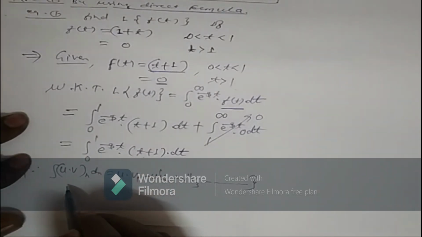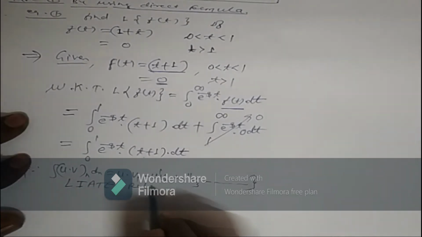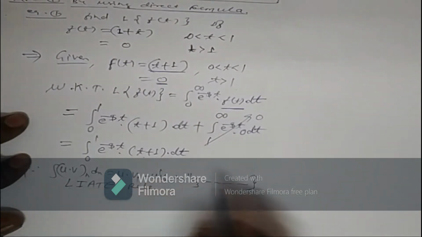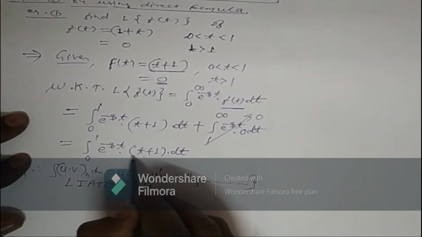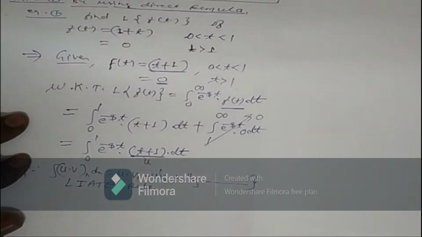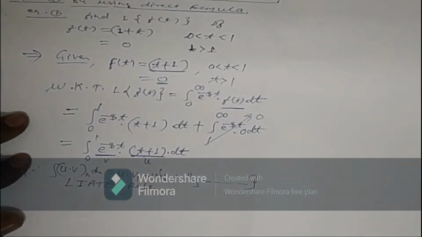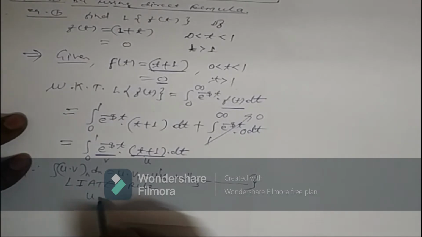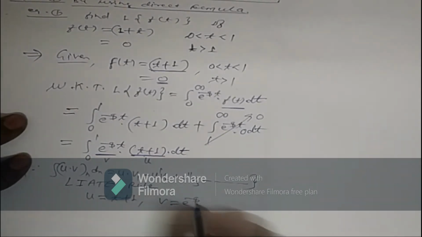Now which one should we take as u and which one as v? To find u and v, we have to use the LIATE rule, L-I-A-T-E. What is L? L means logarithm. Is there any logarithm term? No. Is there any inverse term? No. Is there any algebraic term? Yes. So this is an algebraic term, therefore you have to take it as u and this as v. Okay, so now we got u as t plus 1 and v as e raised to minus st.